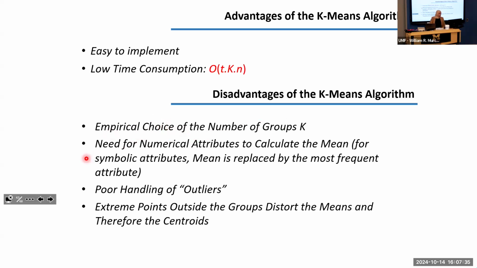Okay? The thing is that it's empirical, this choice of K. So this is the hardest part. Next, keep this in mind, we'll come back to this. We need numerical attributes to calculate the mean. For symbolic attributes, the mean is replaced by the most frequent attribute, which is just an attempt, but it could not be that accurate in some cases, okay? There is poor handling of outliers.